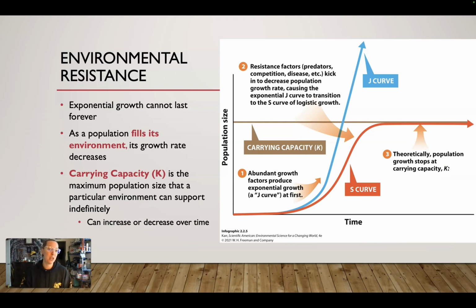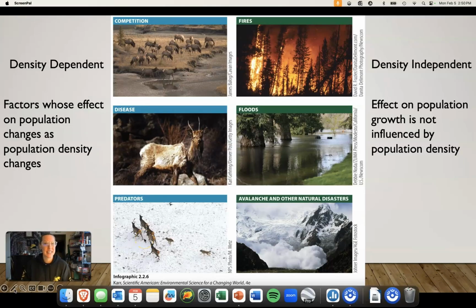This is the maximum population size that a particular environment can support indefinitely. And this value can actually increase or decrease over time. Again, this will depend on the environment itself. So this is something that we would see just in general. The last idea that I would like to cover on this topic would be density dependence. So there are basically two categories that we can break this into, being density dependent, where factors whose effect on population changes as the population density changes.